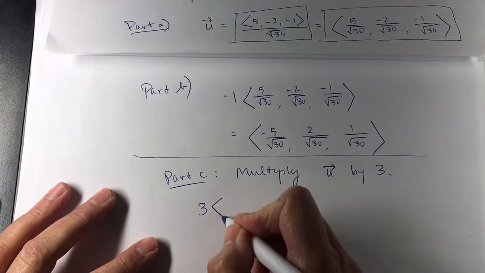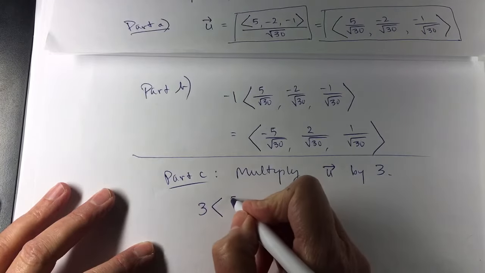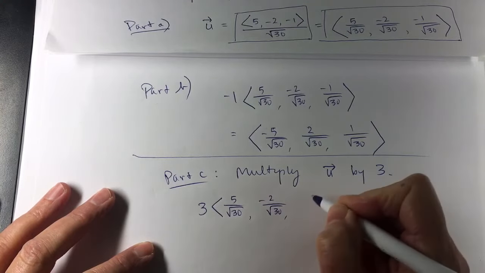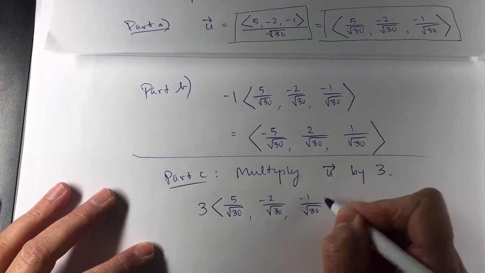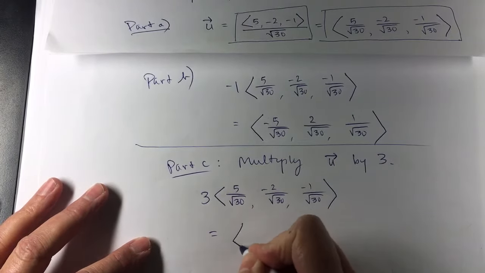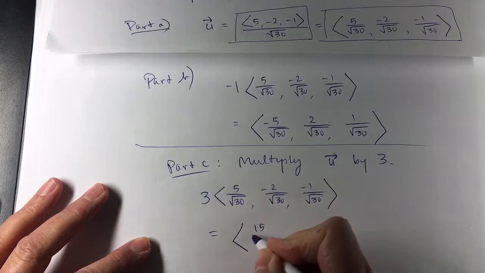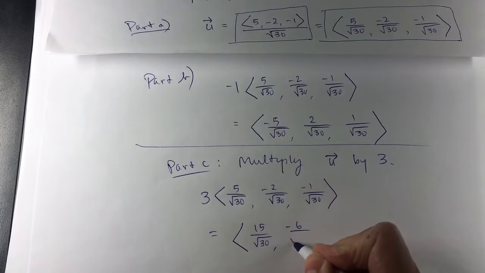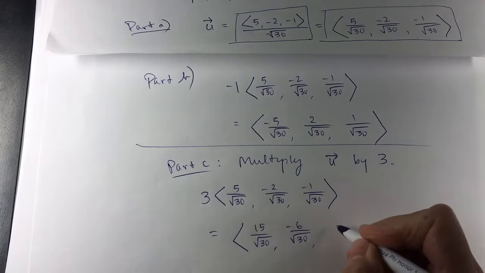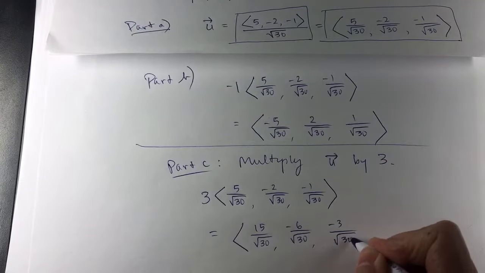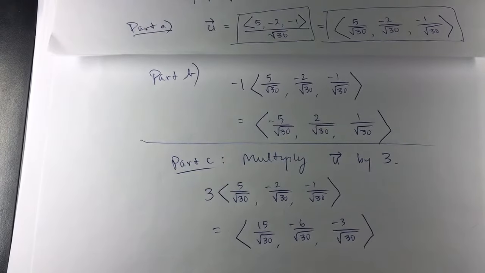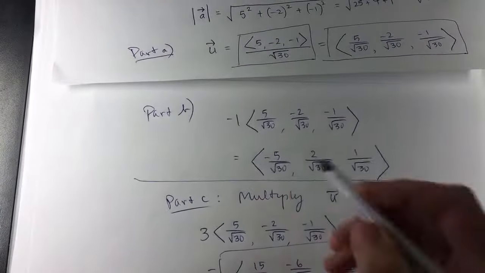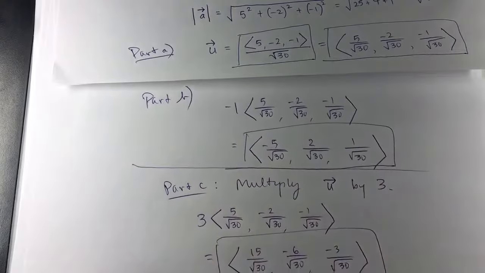So that's 3 times the vector 5 over the square root of 30, -2 over the square root of 30, and -1 over the square root of 30. So that gives me the vector, the first component's 15 over the square root of 30. The second component is -6 over the square root of 30. And the third component is -3 over the square root of 30. I'll go back and box the answers.